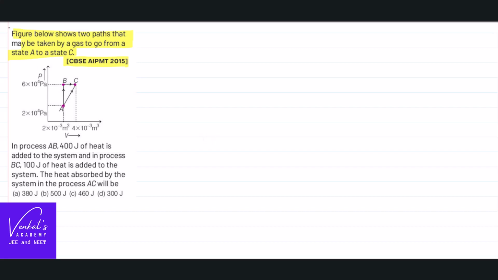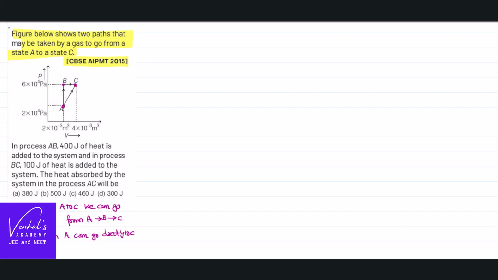What are the two paths? Let me write here. From A to C, we can go from A to B and then further B to C. That's one path. The other path is from A, we can go directly to C. This is the direct path. A to C, these are the two paths.